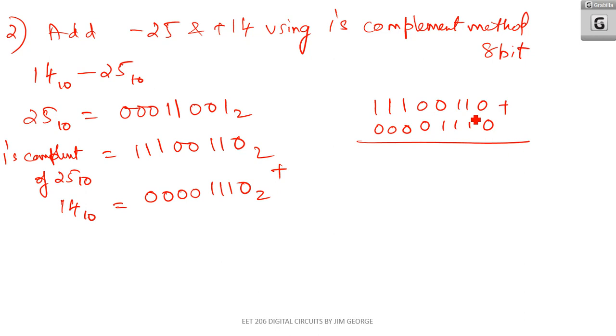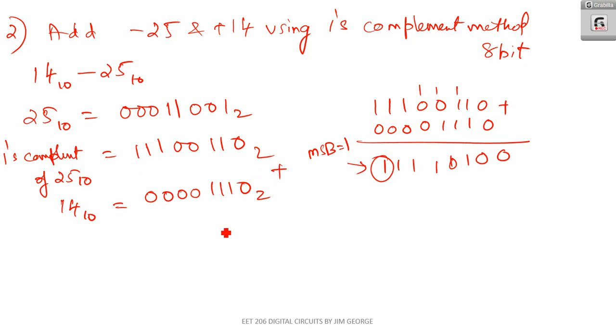Add these two. So 0 plus 0 is 0. 1 plus 1 is 0 with a carry 1. 1 plus 1 plus 1 is 1 with a carry 1. Sorry, 1 plus 1 is 0 with a carry 1. 1 1 1 1. Okay. Here the MSB is 1. Therefore the answer is negative. Okay. So here what we get?